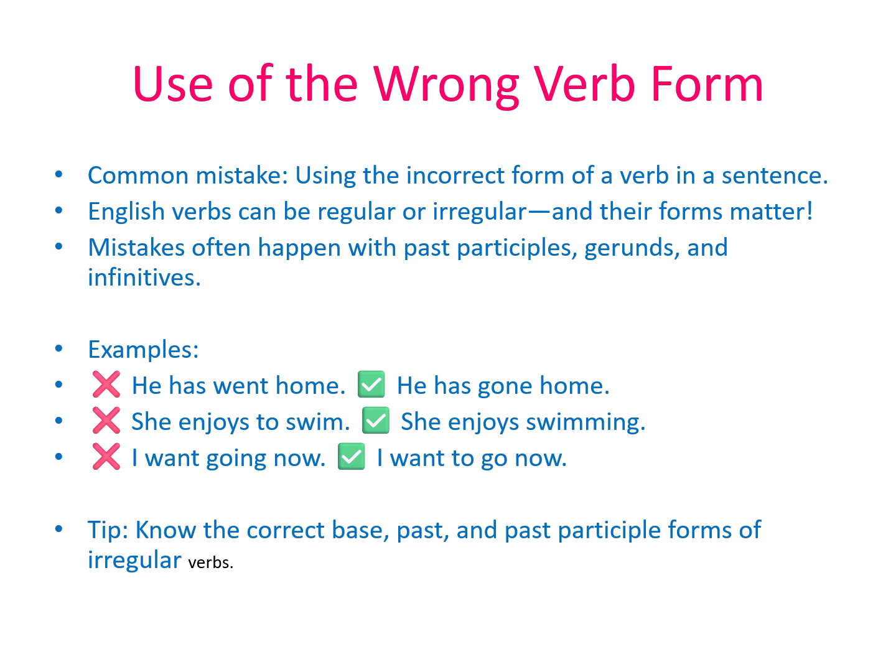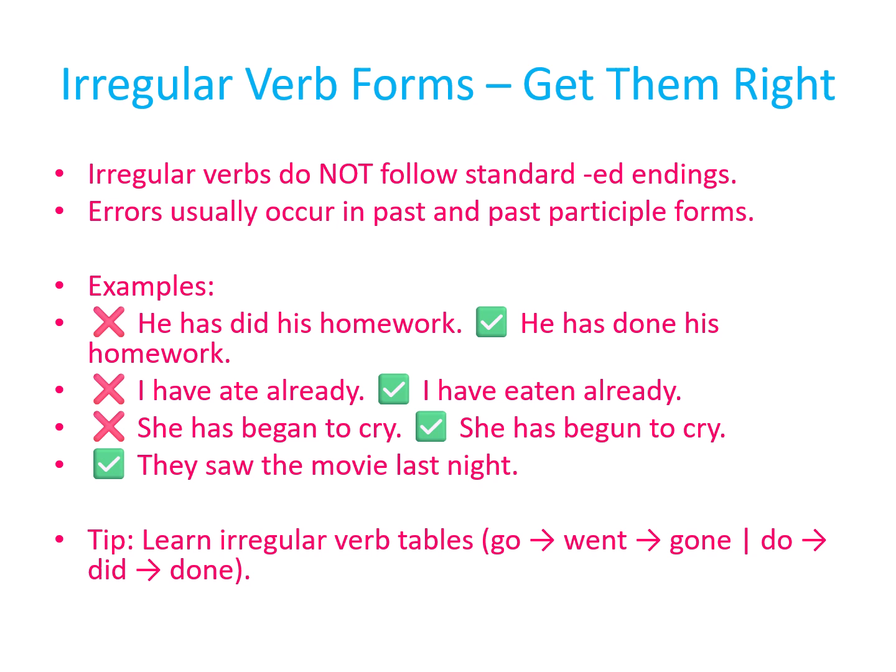specific words. In this slide, we dive deeper into irregular verbs, which are a major source of mistakes. Unlike regular verbs, irregular verbs don't simply add "ed" to form the past or past participle. Learners often use the past tense form in place of the past participle. Take the example, "he has did his homework." That's incorrect because the past participle of do is done. So the correct sentence is, "he has done his homework."